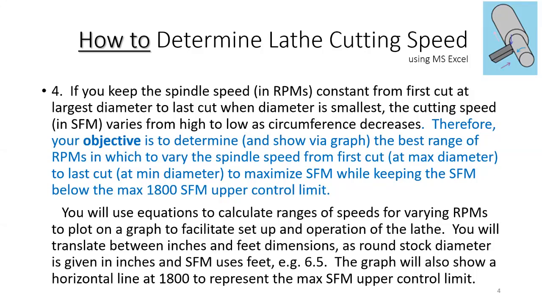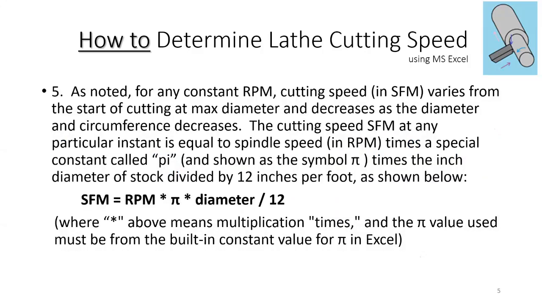And as it goes along, the surface feet per minute is slower, and you're reaching the point where you're bordering on wasting time and fluid, and you can crank up the RPM on the spindle and still maintain the surface feet per minute under 1,800 surface feet per minute, the control limit. So we're going to use some equations to calculate these speeds at varying RPMs and at varying dimensions as we're doing the cut down, and compare that to our 1,800 limit.